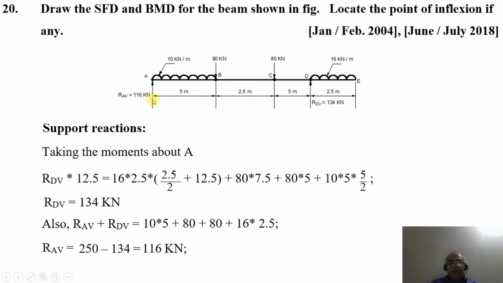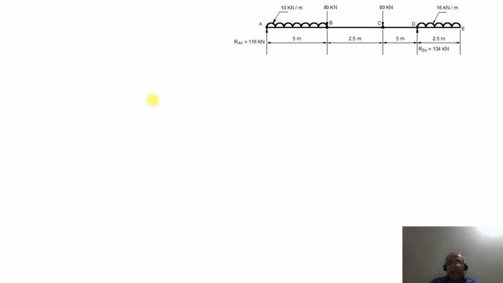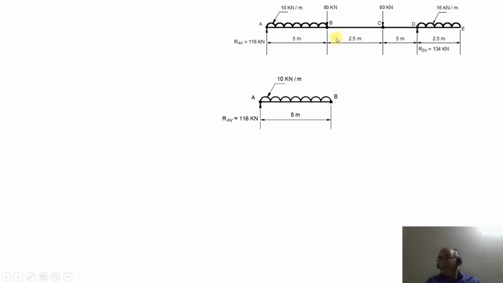Now once you find the vertical reactions, the beam is in equilibrium, because the sum of the vertical loads acting upwards is equal to the sum of the vertical loads acting downwards. Now we will start with the individual spans. First we consider between A and B. We have the vertical reaction at point A, RAV, equal to 116 kilonewton, and then 10 kilonewton per meter for a span of 5 meters till the point B. Initially we will not consider the 80 kilonewton.